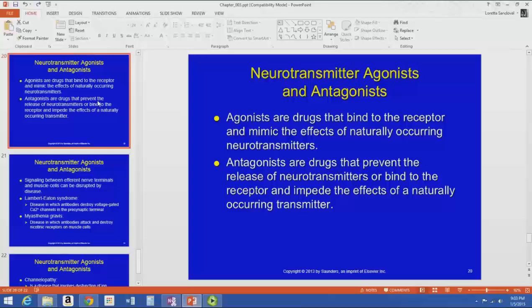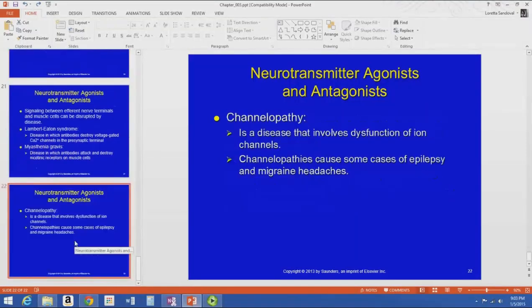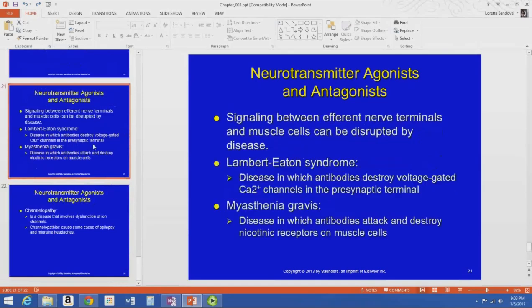I mean, that's what it really is. So those are two good examples of a neurotransmitter agonist or antagonist that you see every day on TV or, you know, hear about in the clinic. So kind of interesting. So when you talk about neurotransmitter agonists and antagonists, there are some different diseases that we will talk about.